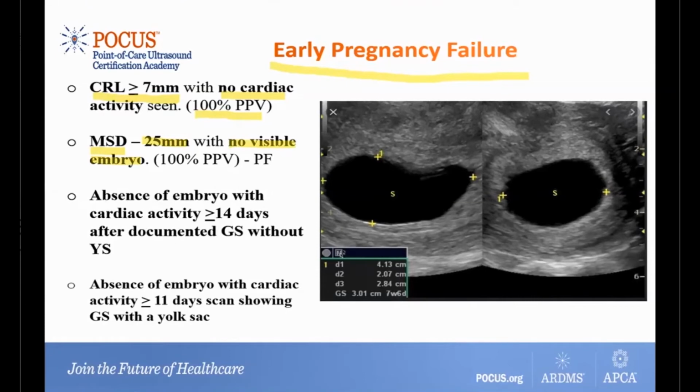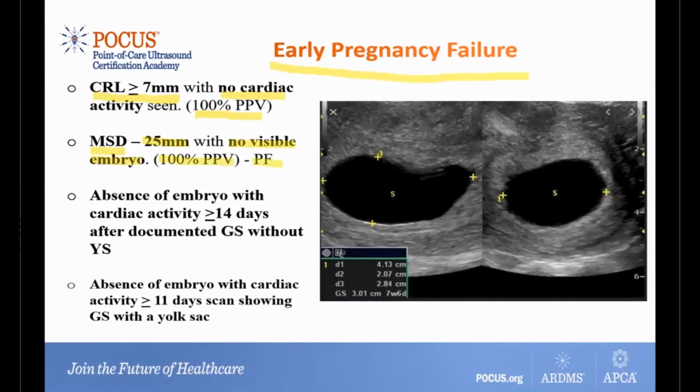mean sac diameter of 3.01 centimeters, which is 30.1 millimeters, and no embryo was seen while the sweep was done through both the longitudinal and the transverse plane. So confidently we can declare this as a 100% positive predictive value of a pregnancy failure.